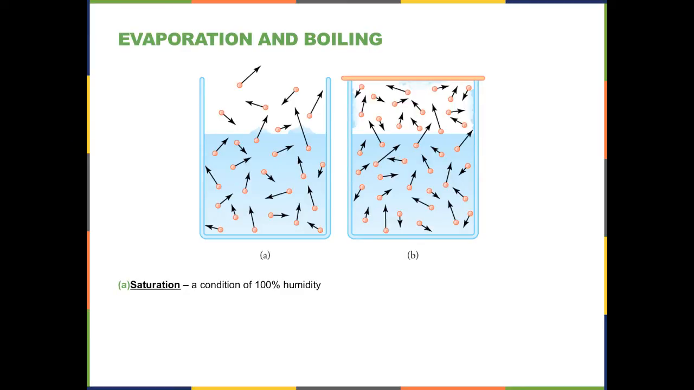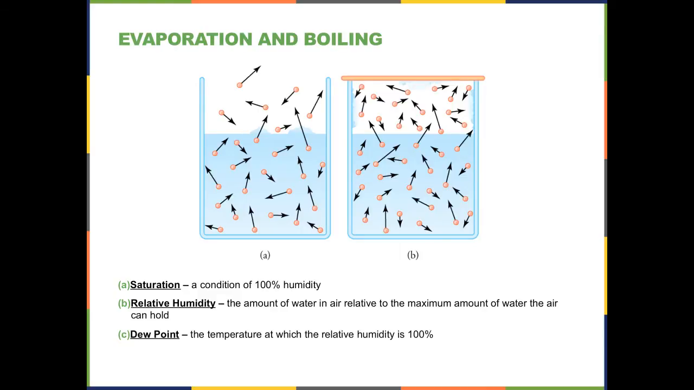A is a situation of saturation, where 100% humidity has been reached. B is a way of measuring relative humidity. That is the amount of water that's in the air relative to the maximum that can occur at any point. The dew point is the temperature where the relative humidity is the same as the saturation.